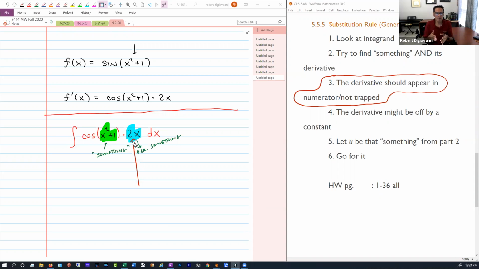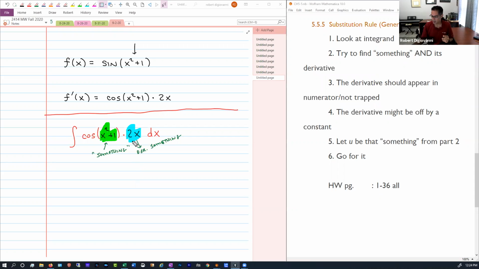Is it trapped inside something? What I mean by that is, is it underneath the square root? Is it inside of a trig function? Is it inside parentheses being squared or cubed? Or does it look like it's just by itself? In this case, it's just by itself, right? That's what you need, okay? You need it to be by itself. It cannot be trapped, it has to be in the numerator. Okay, so we got kind of a thumbs up on that, right? We've got step 3, it's done.